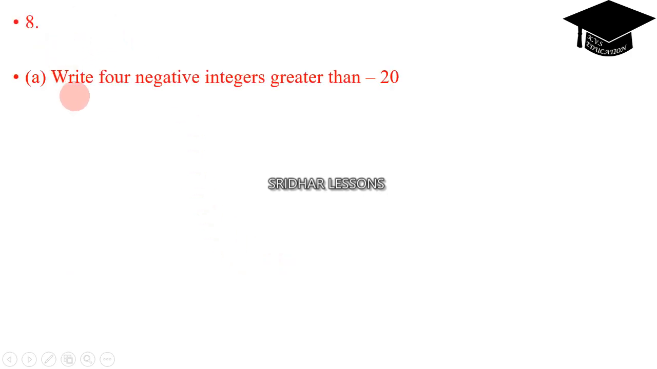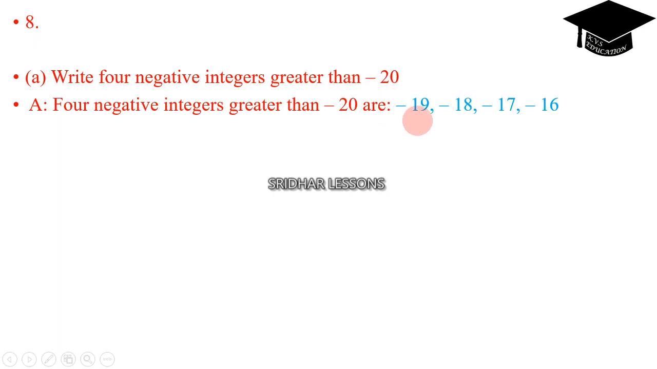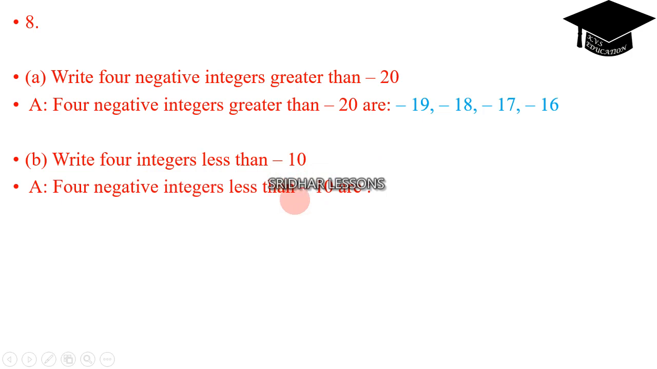Problem number 8. Write 4 negative integers that are greater than minus 20. It is very simple: minus 19, minus 18, minus 17, minus 16. We have to move to the right side on the number line. Write 4 integers less than minus 10. 4 negative integers less than minus 10 are minus 11, minus 12, minus 13 and minus 14.